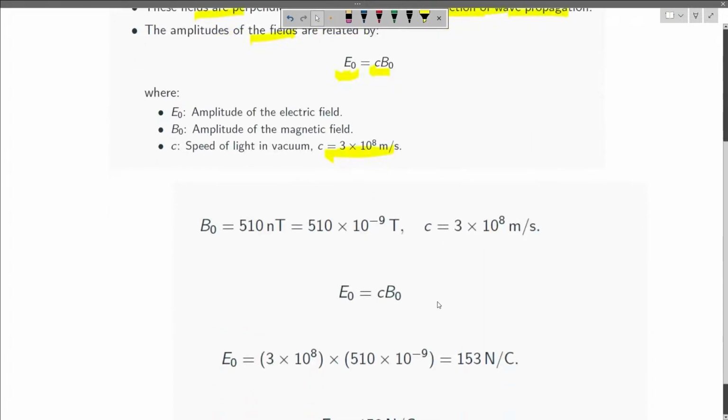Now we have been given the value of B naught, that is the magnitude of the magnetic field. We have to find out the value of E naught. So in this formula, only E naught is the unknown. We know the value of C and we know the value of B naught as it is given in the question. So substituting in this formula, we will get the value of E naught, that is the magnitude of the electric field, as 153 Newton per Coulomb.